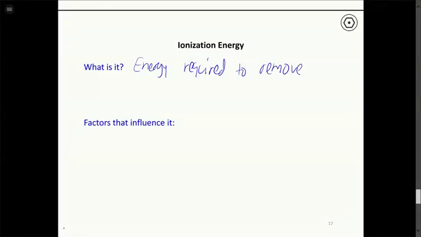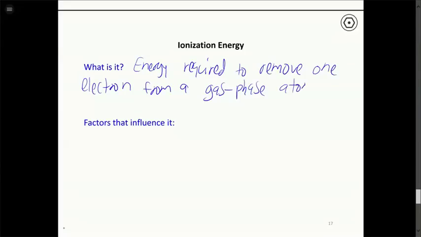So in other words, as the name implies, we're trying to form an ion by removing an electron, and this is how much energy it takes to remove that electron. And this specifically refers to a gas phase atom. It's defined for atoms in the gas phase, not terribly important for us now, but that's just the precise definition.